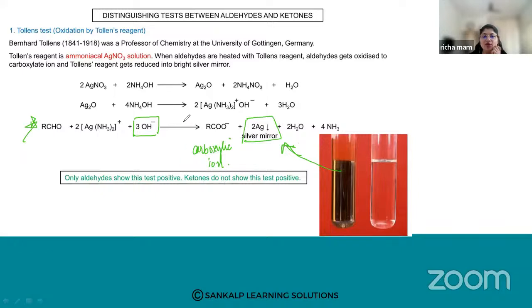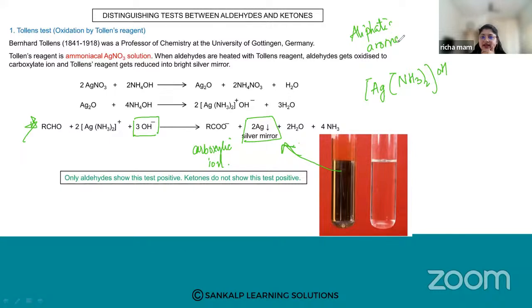So what is the formula of Tollens reagent? Very important. Please note it down. It can be asked as a question. It is [Ag(NH3)2]OH. So this is your Tollens reagent. Both aliphatic aldehydes as well as aromatic aldehydes will show the Tollens test.